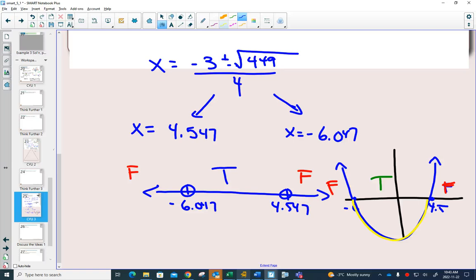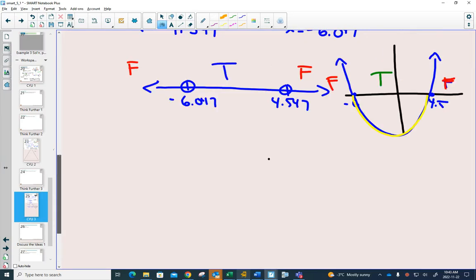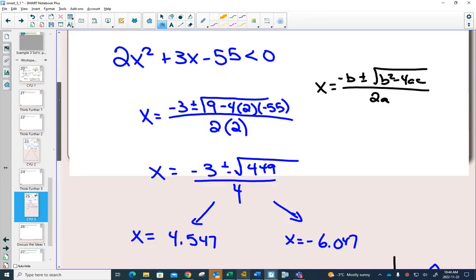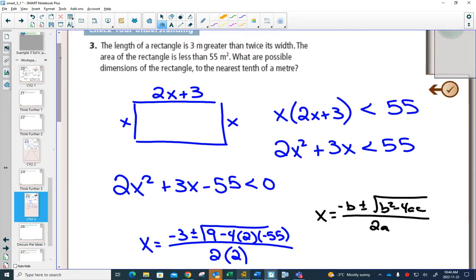Now, this is a word problem. So technically, at this point, you would want to write our solution. And you would like to write your solution to say that x is between -6 and 4.5, because that's the true section. But because it's a word problem, we also have to think about reality and what's possible and what's not. According to this, -6 is in the true section. Can you tell me what's wrong with that in reality?